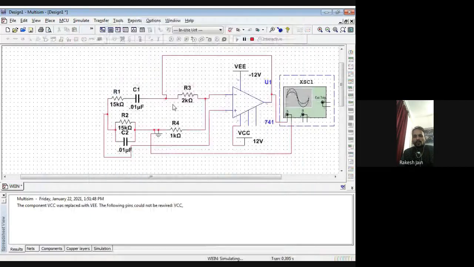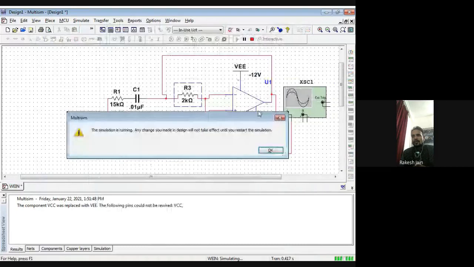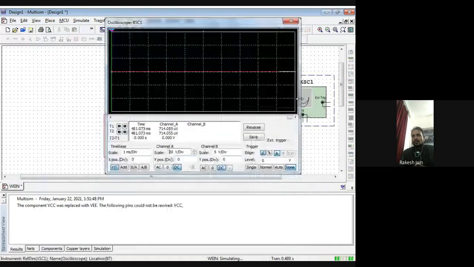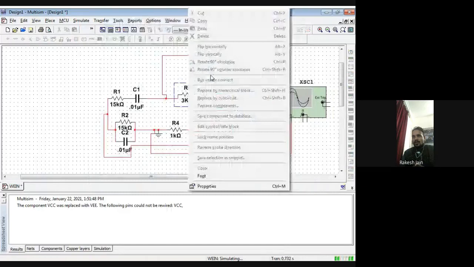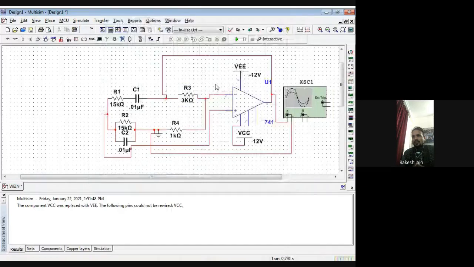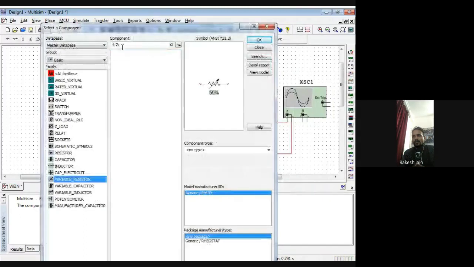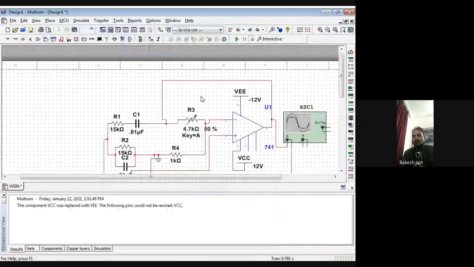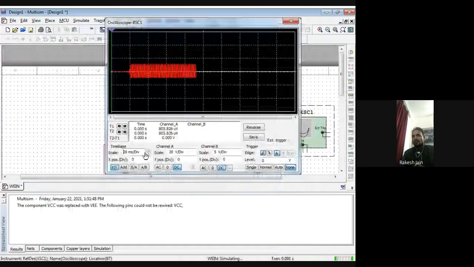Okay, so we are not able to see the correct result, so again we are going to check it. Let it be 3k, then it will change. That's why we choose a variable potentiometer always. So instead of this we use a variable resistor, that is a 47k. Now when we check this one, we are able to see the perfect sinusoidal waveform.